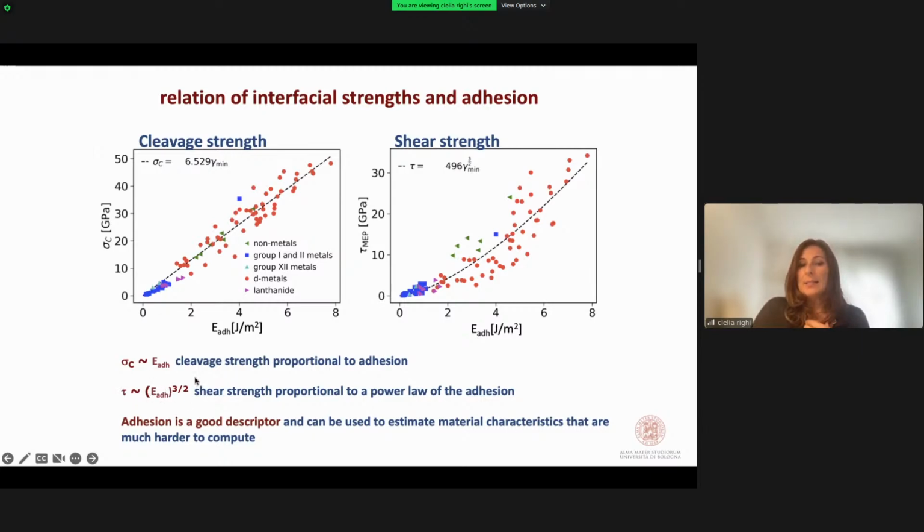So this analysis allows us to calculate the shear strength of an interface by knowing just its adhesion, which is much more easily calculated than the whole potential energy surface and the shear strength.